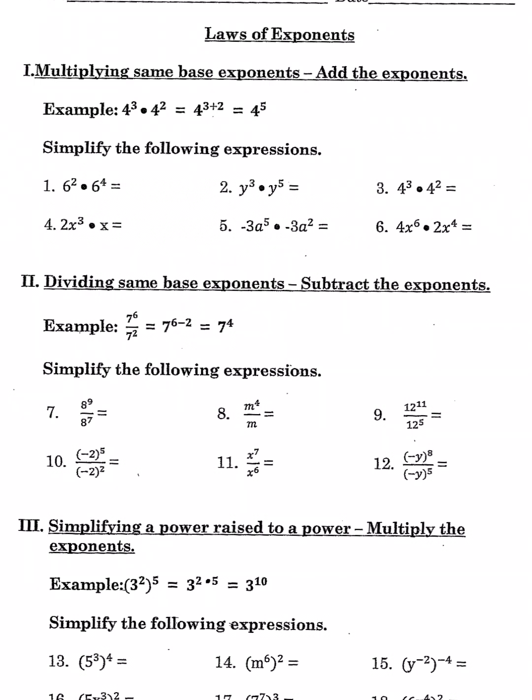Roman numeral number 3, we're going to do a power raised to a power. Whenever you have a power, 3 to the 2nd power, raised to the power of 5, you're going to do 2 times 5 to get 10. So you're going to try those.